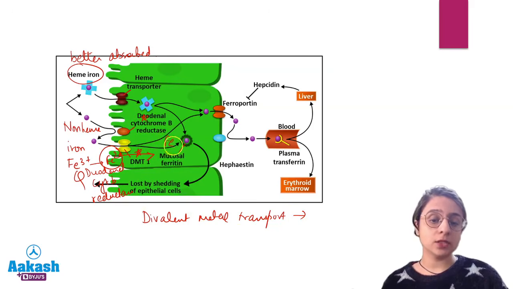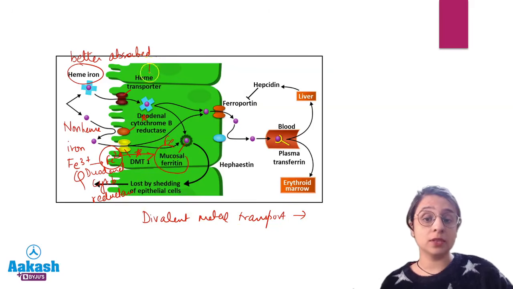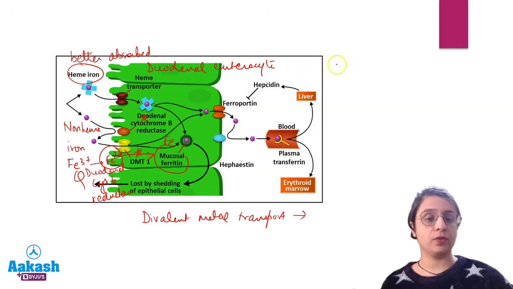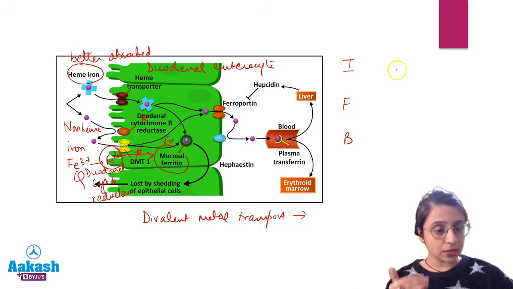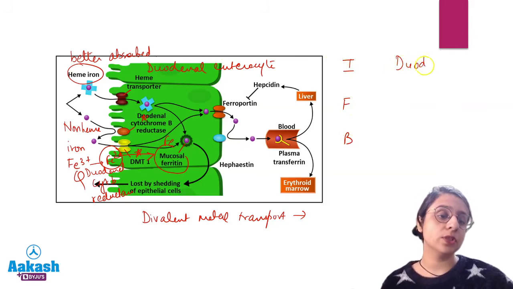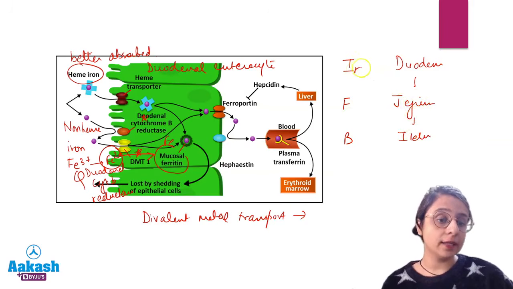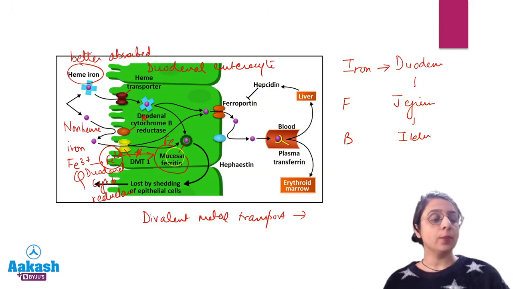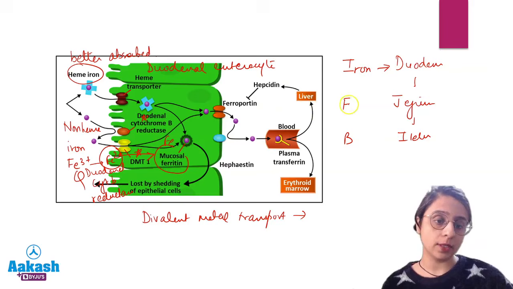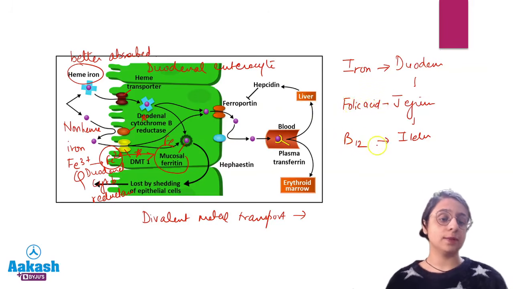Now iron needs to be stored inside these duodenal enterocytes. What is the most common site of absorption of iron? If you remember the mnemonic we have discussed multiple times in our lecture, IFB: you can remember the parts of the small intestine come first duodenum, followed by jejunum, and then ileum. So iron gets absorbed predominantly in the proximal part of the small intestine, that is the duodenum. Folic acid gets absorbed in the jejunum, and vitamin B12 gets absorbed in the ileum.